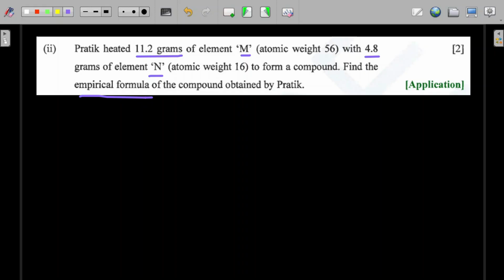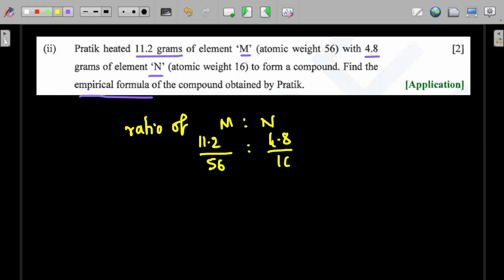We can get the ratio, 11.2, 4.8, and atomic weight 56. So you simply find the ratio of M is to N. Atomic mass is given. Mass divided by atomic mass, 11.2 divided by 56, is to 4.8 by 60. So all this, how much you will get? 11.2 by 56.